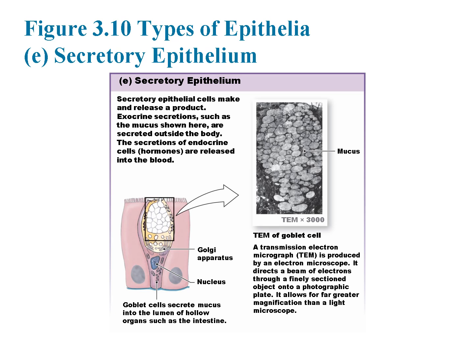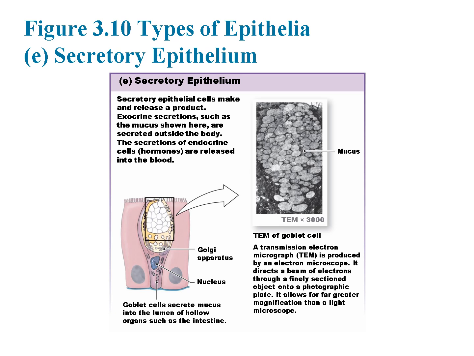The image highlights goblet cells, a type of exocrine cell that secretes mucus into the lumen of hollow organs like the intestine. Notice the Golgi apparatus, which is key for packaging the mucus, and the nucleus at the base of the cell. The transmission electron micrograph on the right offers a detailed view of the mucus being secreted.